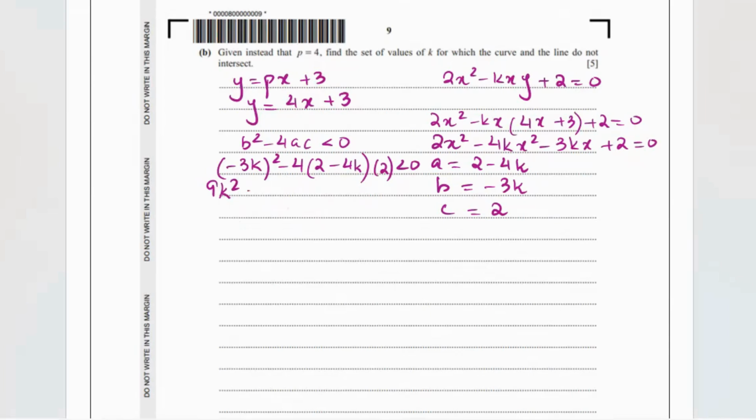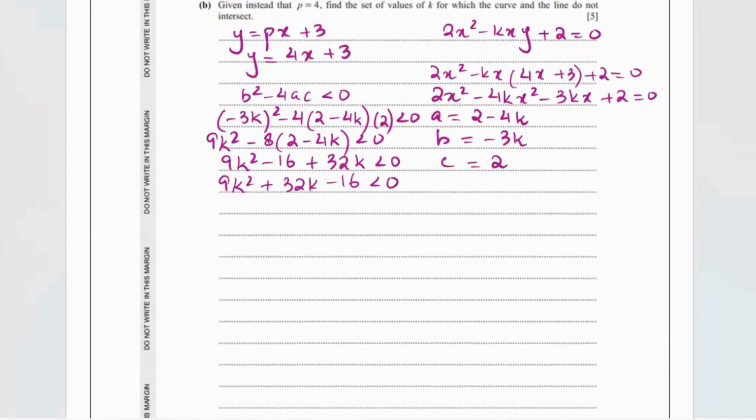9k squared minus 8 times (2 minus 4k) minus 16 plus 32k is less than 0. So we have 9k squared plus 32k minus 16 less than 0. So we have a quadratic inequality. Now we're going to solve this quadratic inequality to find the set of values for k.